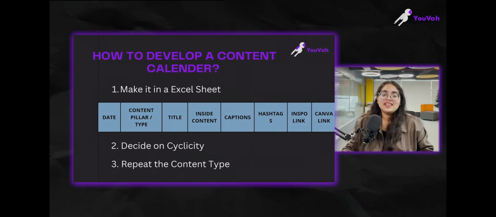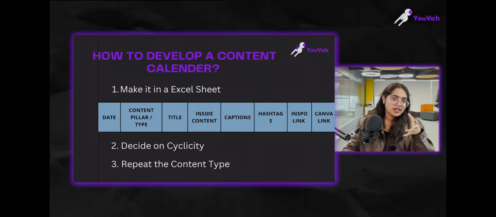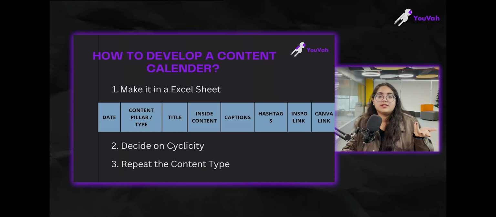All right, so now we're going to learn how to develop a content calendar. Because you have learned about pillars and you have learned about the types of content, now it's very important for you to understand how you make it using an Excel sheet. If not Excel, how would you make it using Notion, Doc, anything that you would find interesting, right?